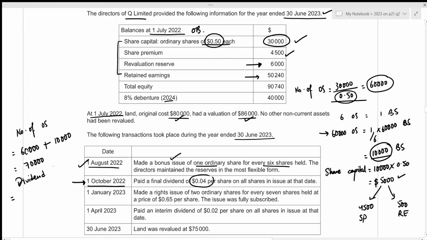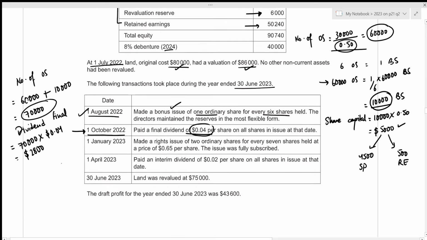So in order to calculate the total dividend, we can just multiply the total number of ordinary shares, that's 70,000, by the rate of dividend, which is 0.04. This results in the value of 2,800. And this is the final dividend. That's all for the second transaction.